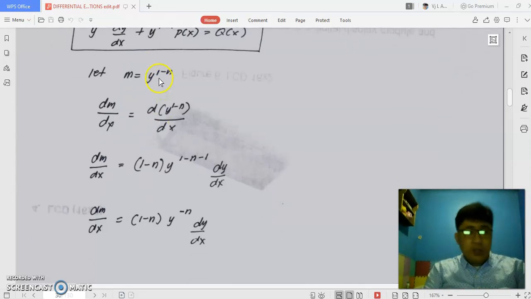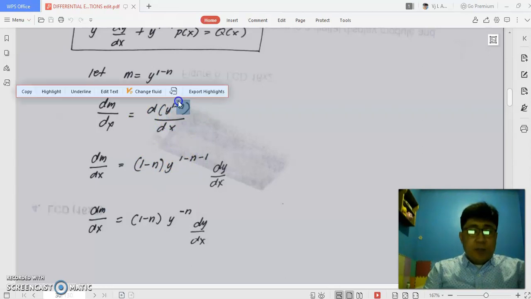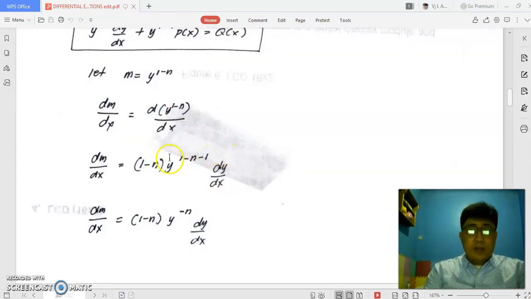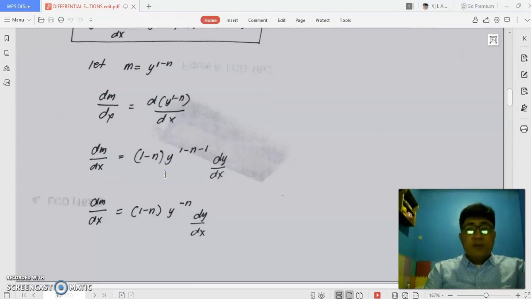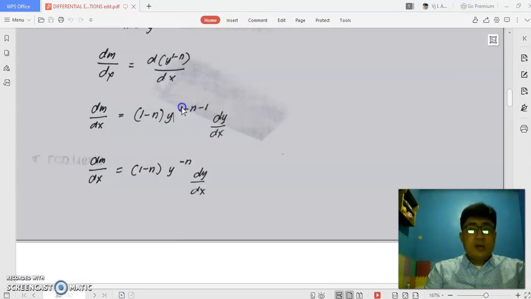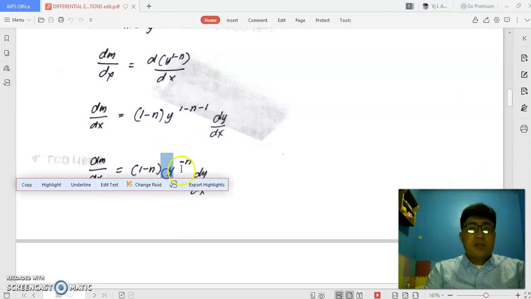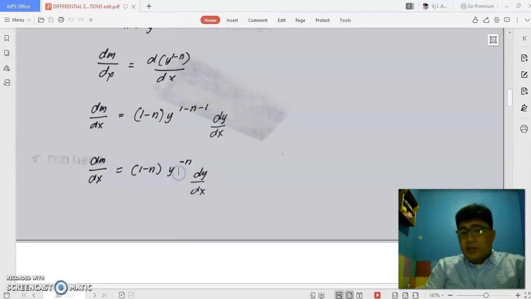So for example, if this is y raised to the power of 2, you need to derive y squared. So that is 2y dy over dx. When you derive, that is the power minus 1 times that power. Right? That's how you derive. So from there, 1 minus 1 becomes 0, so what remains is negative n.